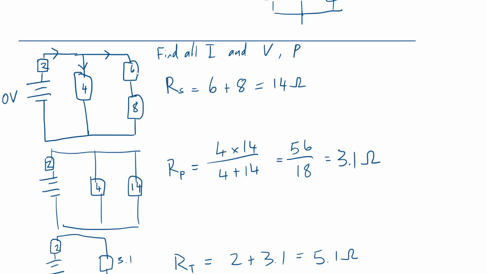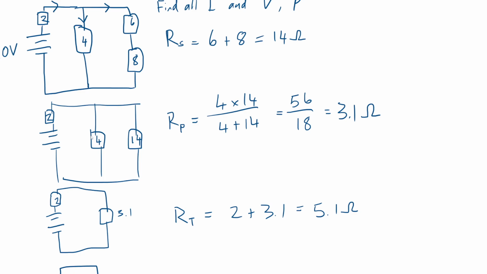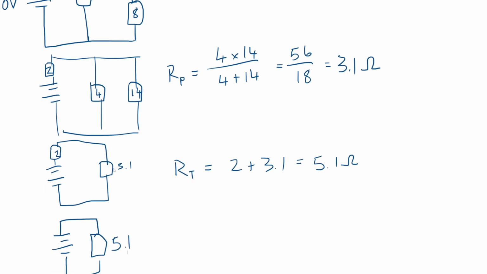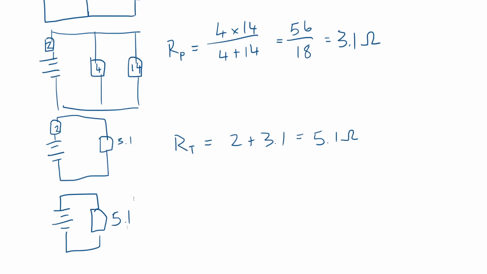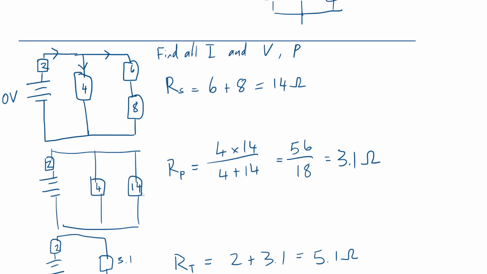So, in summary, we've taken quite a complex circuit. We combined the 2 resistors in series that were in the parallel branch. We combined the parallel branch. We then combined the final 2 in series to get a single total resistance. Now, we can work our way back up the chain.